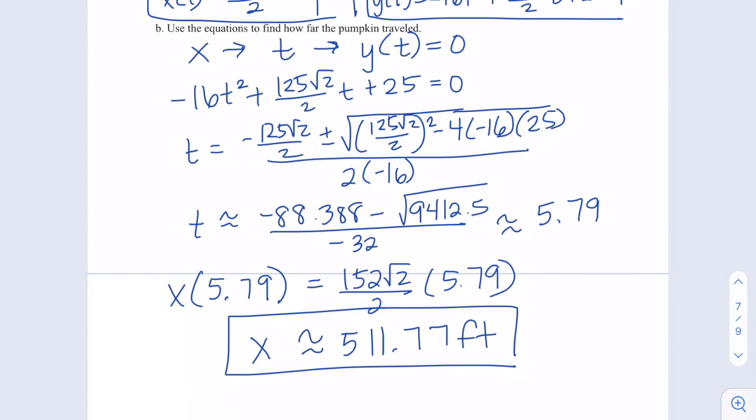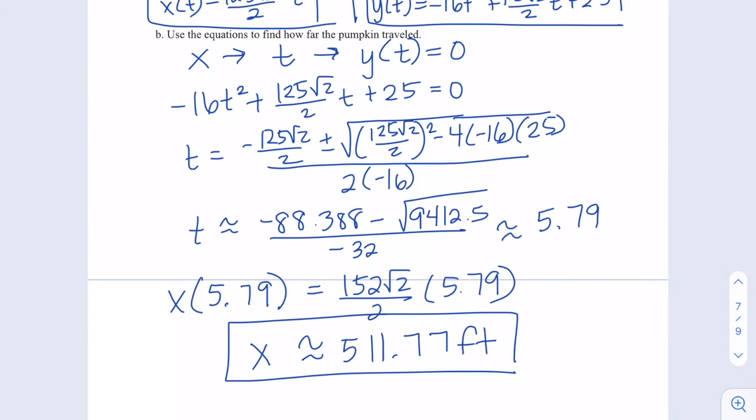Now, another way is to eliminate the parameter. So you can isolate t and then substitute that into the second equation, but this method is probably a little bit faster. That's it for today. We'll go over any questions together in class.